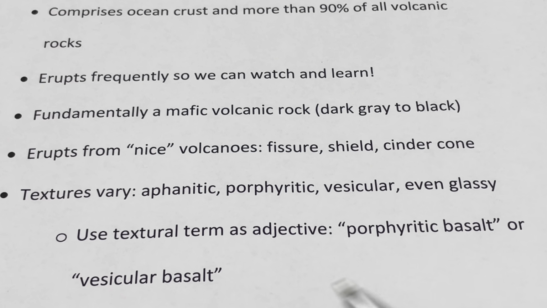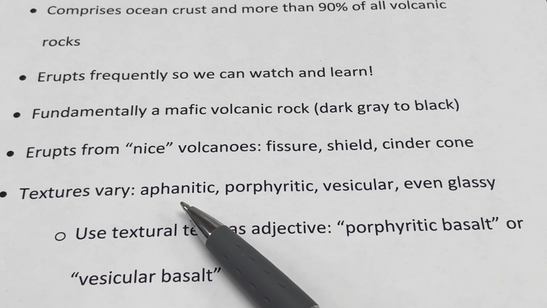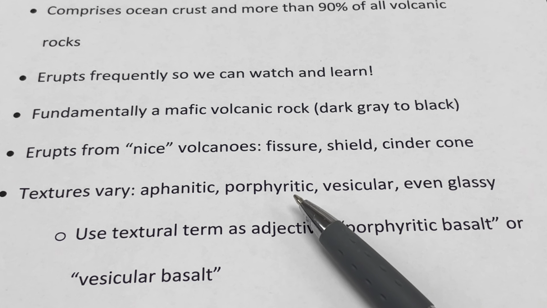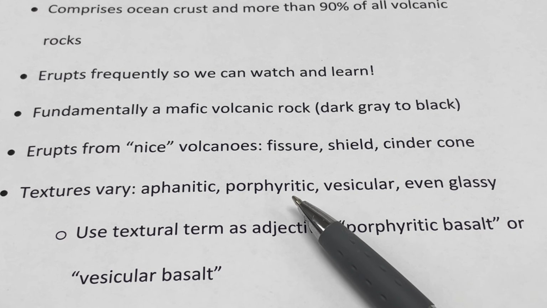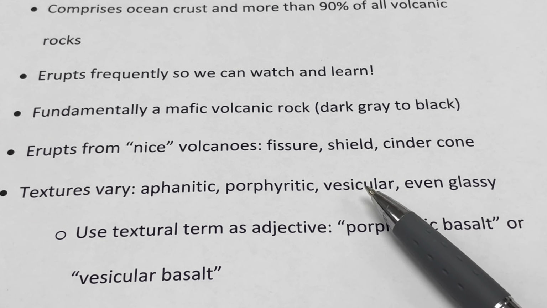They might be aphanitic. Remember, that's when the crystals are all small and tiny because the cooling rate of the lava is very quick. It might be porphyritic, where some crystals started to form early underground, made bigger crystals, and then those big crystals, as that lava gets erupted, get surrounded by very small crystals. So this is a mixture of big and little crystals.